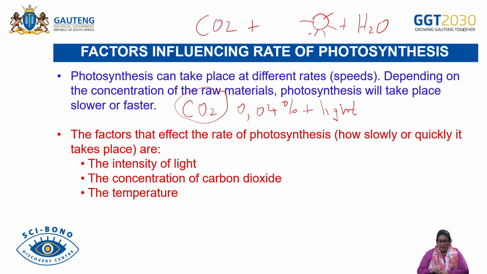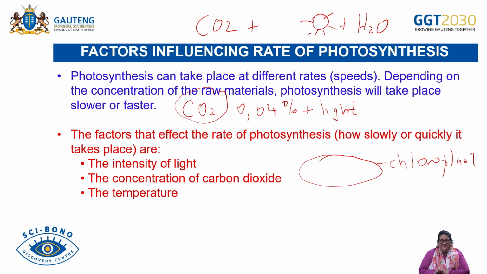Okay, so now we're going to look at it, and remember, we're going to know what is the factory in the plant by which these raw materials are going to be used. It is called the chloroplast, right? It's called the chloroplast. Do you remember that? Now let us look at these factors.